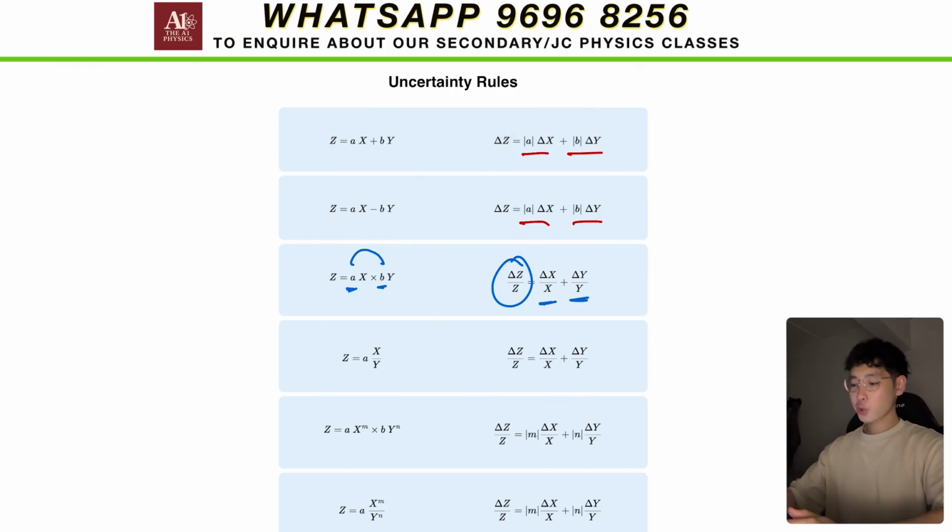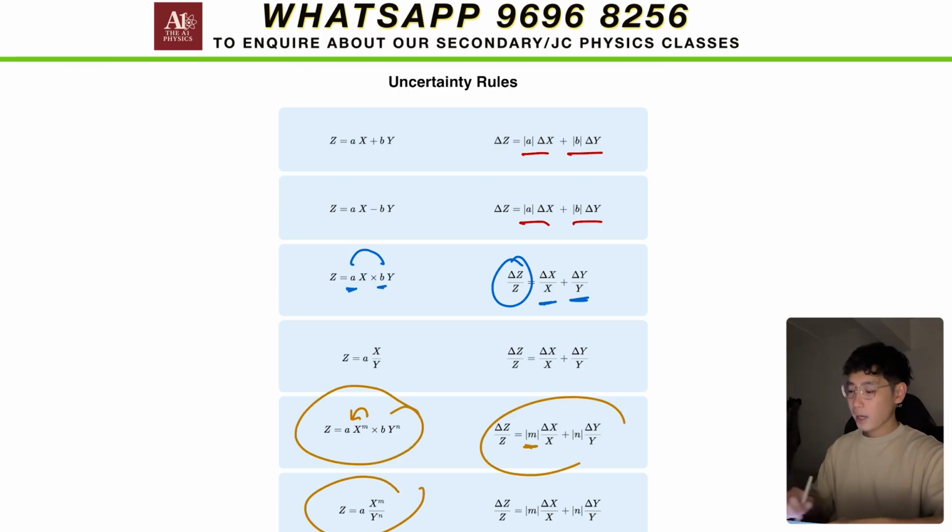Now, the last thing I want to go through is multiplication and division with powers. What if it's ax to the power of m? As usual, we want to ignore the a and b, because we ignore the factors when talking about multiplication and division. But for the powers, we have to carry it over and multiply the fractional uncertainty by the power. And again, it's the same case for both multiplication and division.